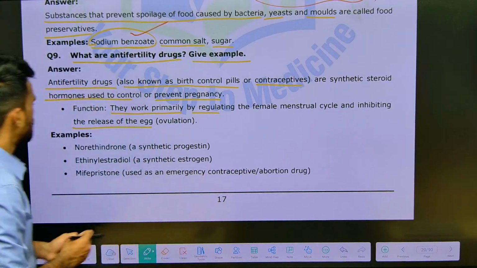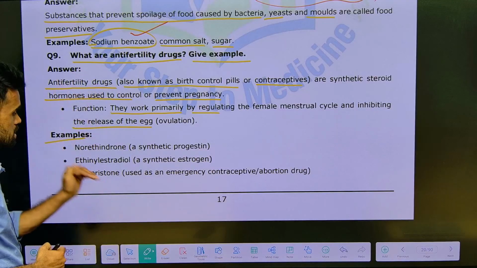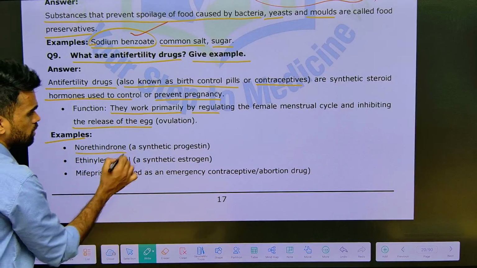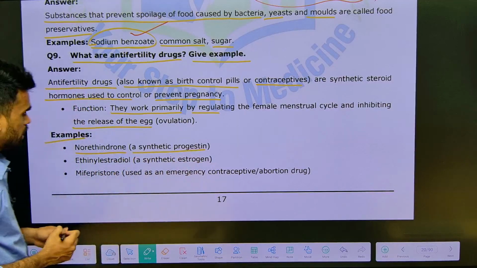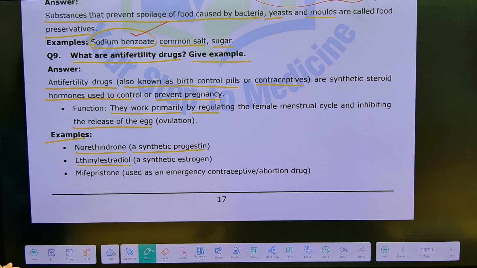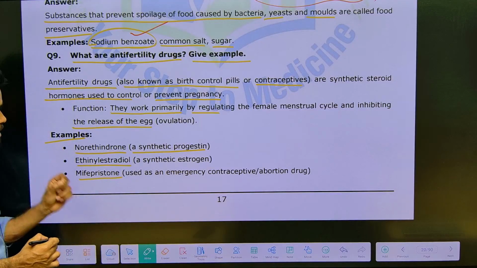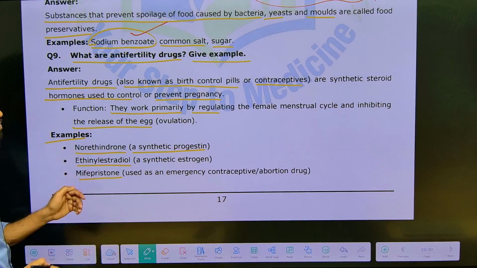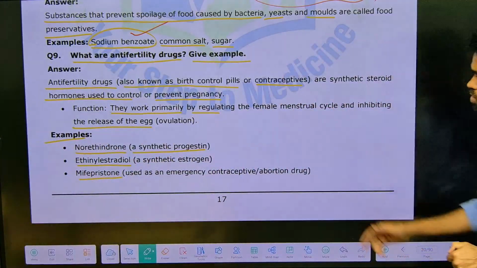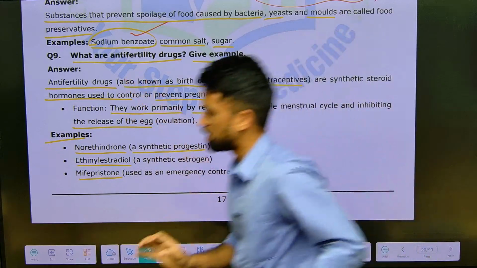Next, the examples. These are some anti-fertility drugs we have in the market: norethindrone, a synthetic progesterone, then ethinyl estradiol, and the next one is mifepristone. These are the three drugs we have for anti-fertility. Just mention these names along with this explanation. This is more than enough.